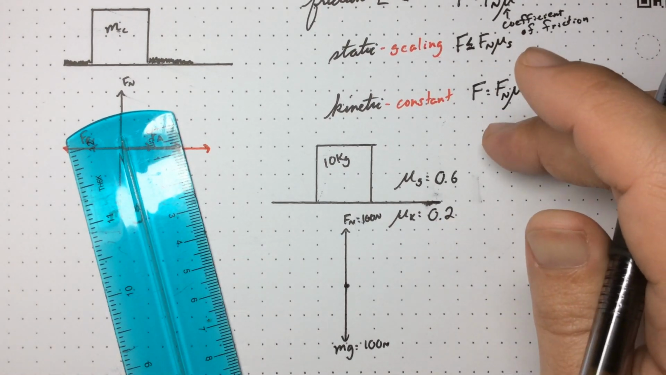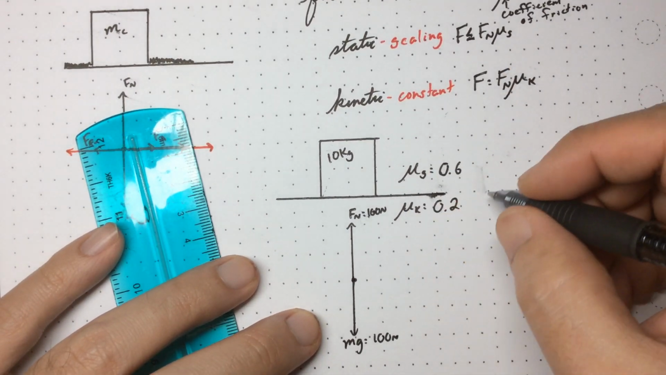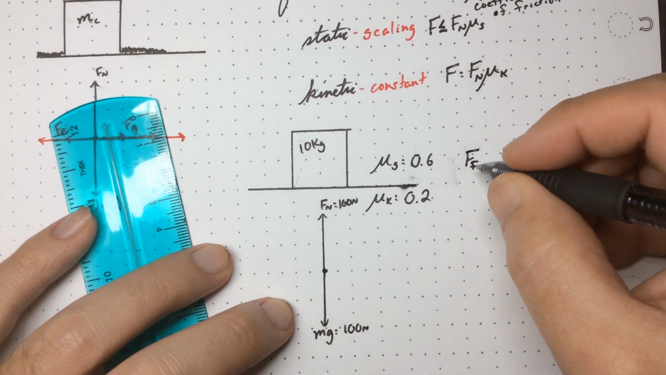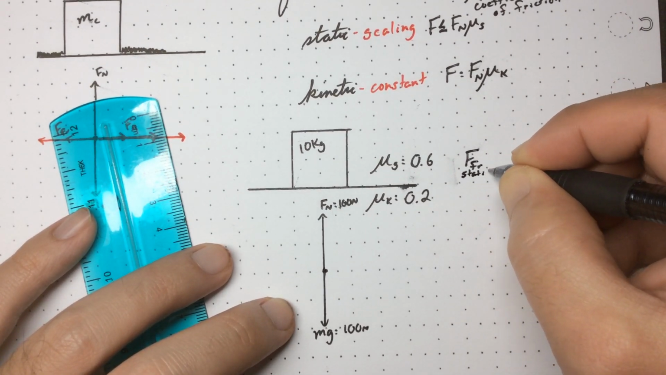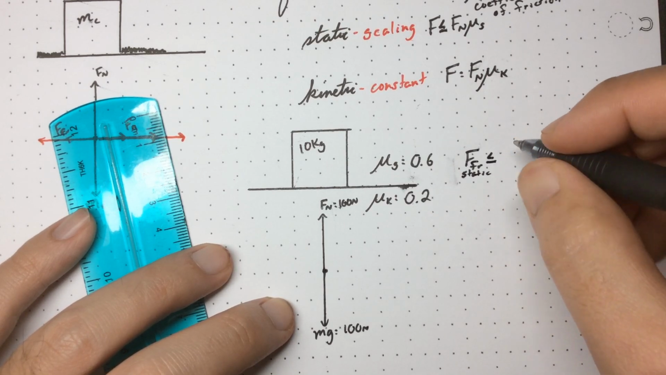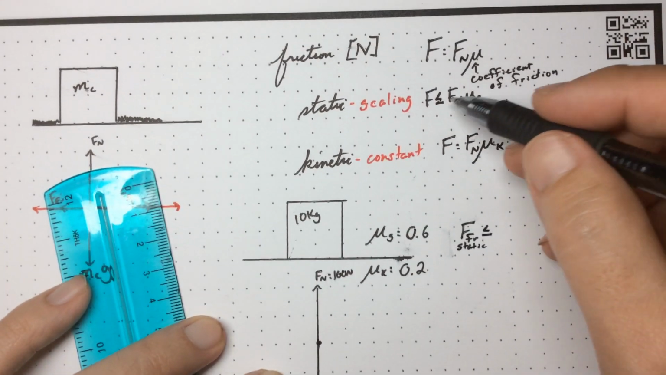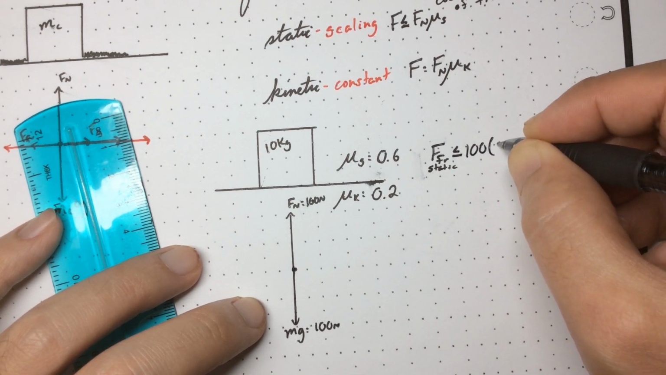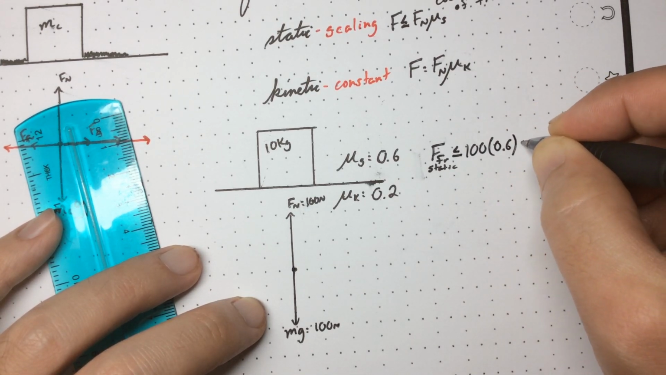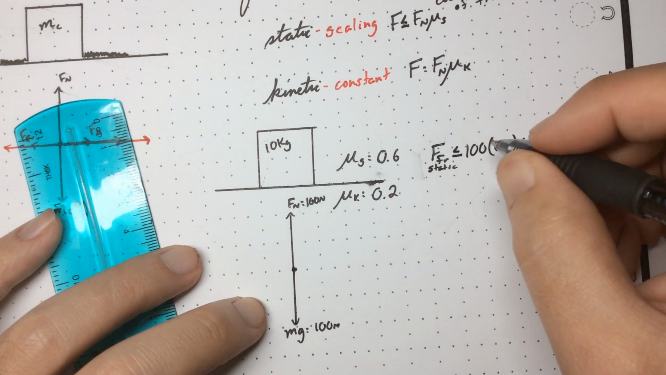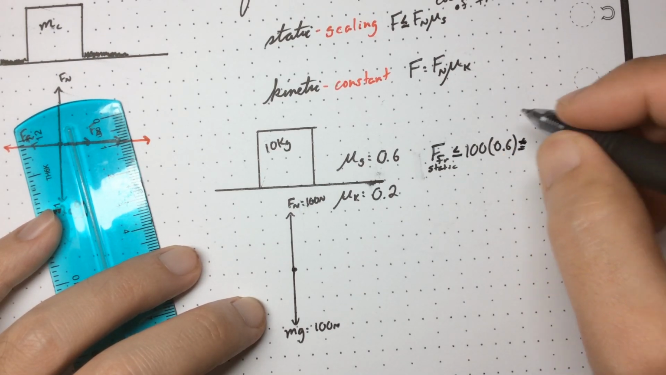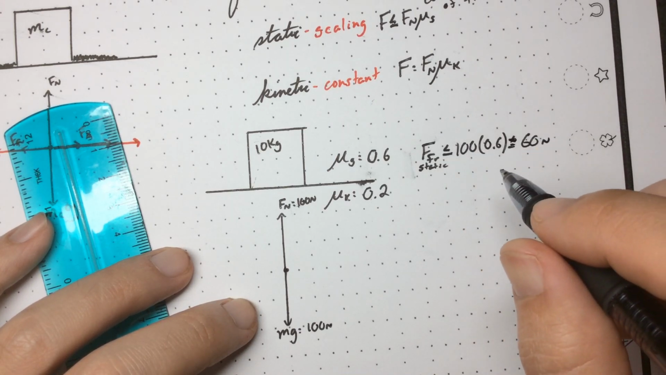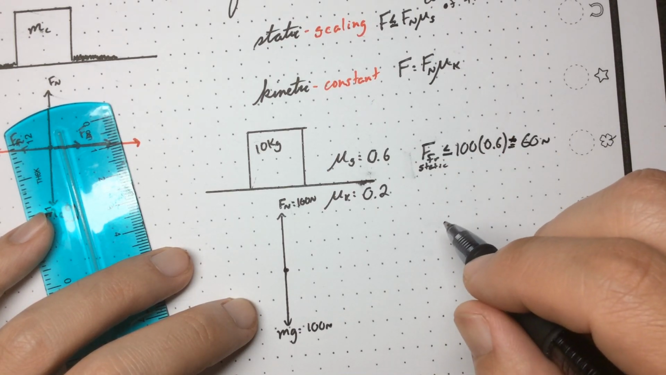Now, in terms of friction, we can say, all right, the friction, at least the static friction, could be less than or equal to mu times the normal force. I'm going to use this equation up here. Normal force is 100, and mu is going to be 0.6. And so what this says is that, on this side, this would be 60 newtons. So static friction can be anything from 0 all the way up to 60 newtons.